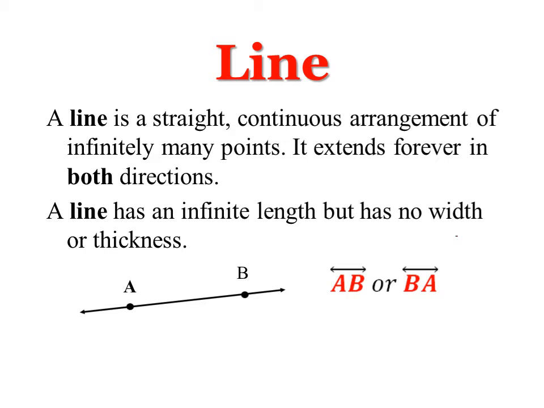Aside from using two letters in naming a line, we can also use a small letter on the line. So, on the next figure, we can name it as line m. Okay, very good. So again, may we repeat? In naming a line, you can use the two letters on the line or a small letter that you can see on the line. Another undefined term, class, is plane.